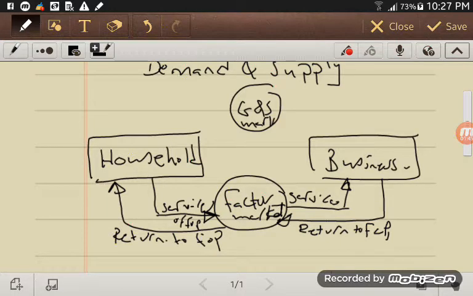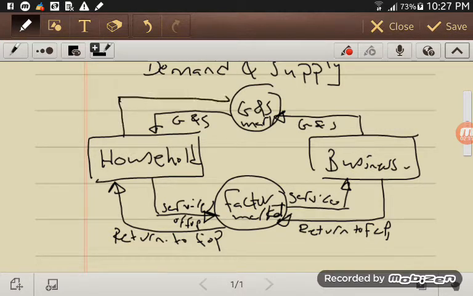Households are going to use this money income in order to buy goods and services from goods and services markets. At the same time, businessmen are going to use services of factors of production in order to produce goods and services that will be sold in the goods and services market to households. And they are going to get price of goods and services in return, or it's known as return of production.